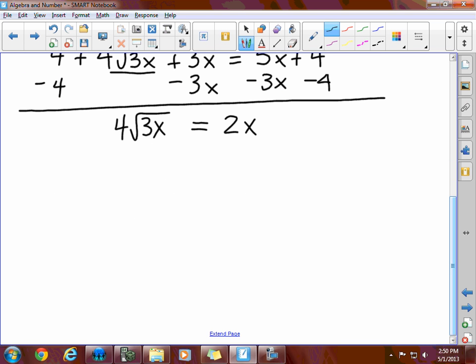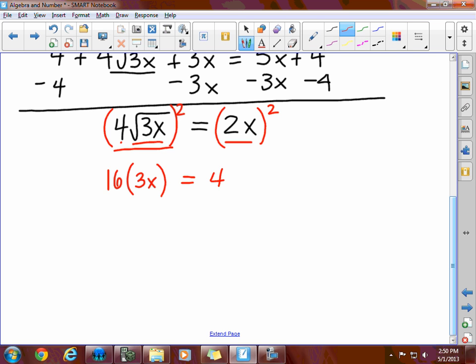So now I'm left in the same situation I was right off the beginning. I have a radical, and I need to get rid of it. So in order to do it, I'm going to simply square this side, and what I do to one side, I have to do to the other. So I'm going to square this. Now, squaring the left-hand side, 4 times 4, that's 16, and then the root of 3x times the root of 3x is 3x. On the other side, I have 2 squared is 4, and x squared is x squared. So now I can start piecing some things together. This gets me 48x and a 4x squared.